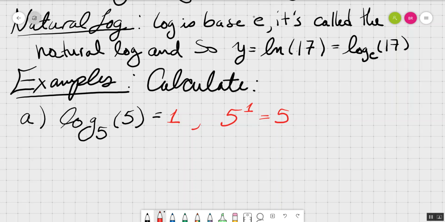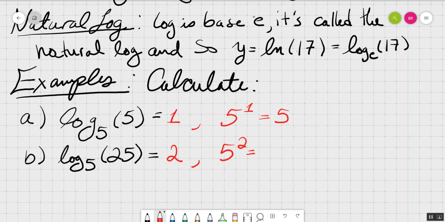Remember, this is asking me how many powers of 5 do I need to get 5. Let's do another one to make sure you're on the same page. Let's do the log base 5 of 25. Now, hopefully you know something equal to 25 that's 5 to a certain power. And hopefully you're yelling at the screen right now, it's 5 squared, lady. Please stop being crazy. Yes, it is 2. And that's because when I square 5, I get 25.